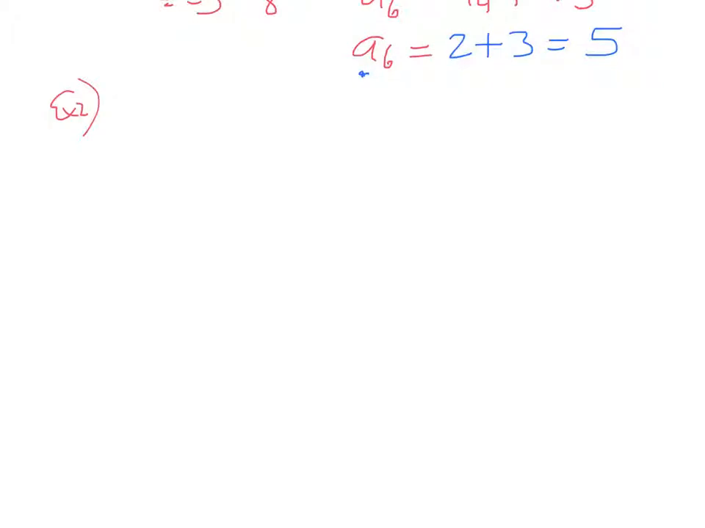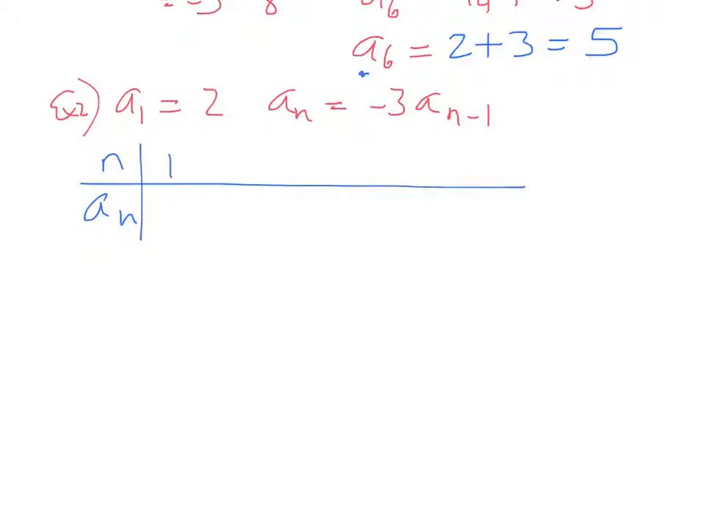Another example, say a sub 1 is equal to 2, and a sub n, here's the rule, is equal to -3 times a sub n minus 1, or the previous term. Again, our goal is to write out the first 5 terms. So n and a sub n, the first, second, third, fourth, and fifth terms in the sequence.